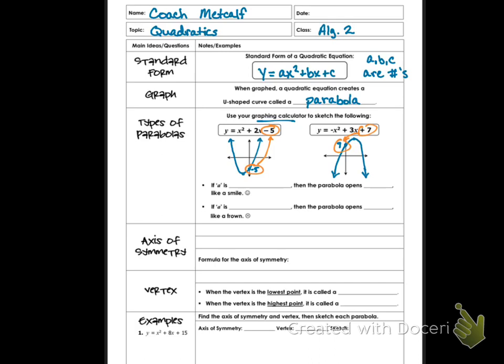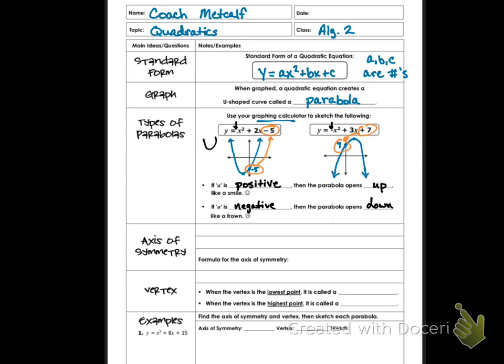So if our a value, or the number in front of the x squared, is positive, so in the first example, a is positive, the parabola opens up, all right, so our parabola opens in that direction. It's kind of like a smiley face. And then if a is negative, like we have in our second example, then the parabola opens down, like a frown.